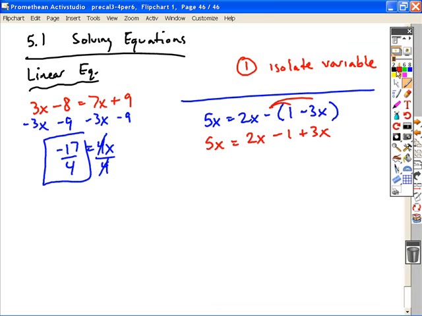And then if you were to combine all your like terms, 2x plus 3x, you're left with a 5x. Well, here when you subtract a 5x from both sides, you get 0 is equal to negative 1. Is this a true statement? No. Your calculator on this type of problem will tell you false, and all false means is there's no real solution.